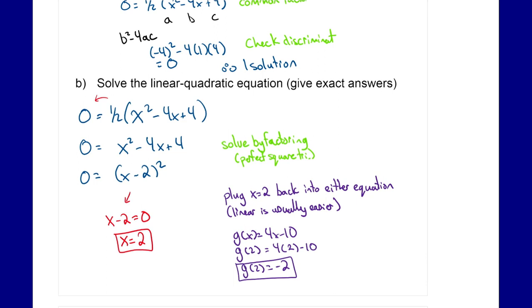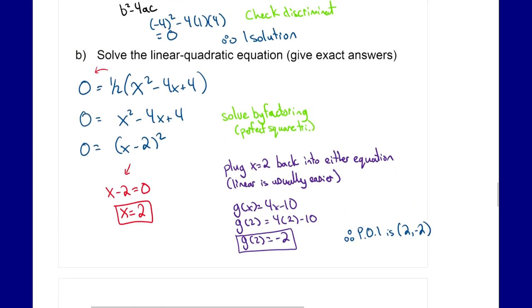So with all of this, I can say that the point of intersection is (2, -2). That means this line and this quadratic cross at one point, at (2, -2). So this line would be a tangent. It could be something like this, which is essentially what we might see.